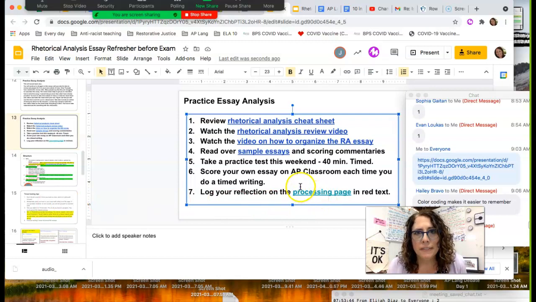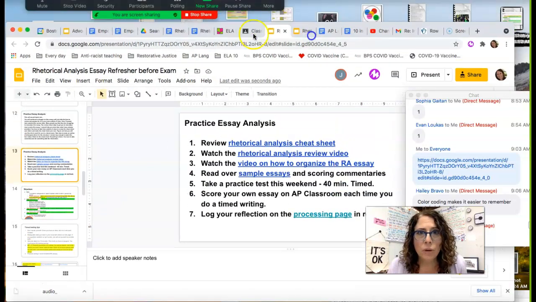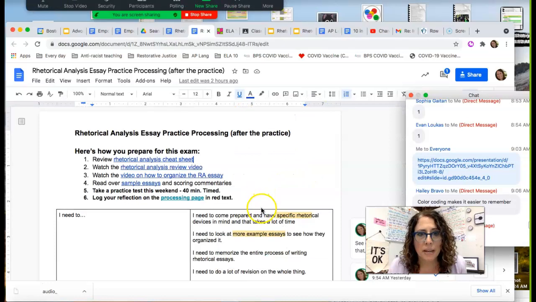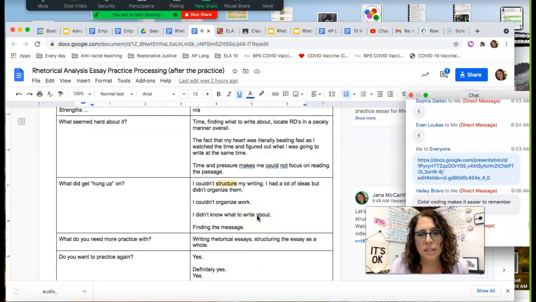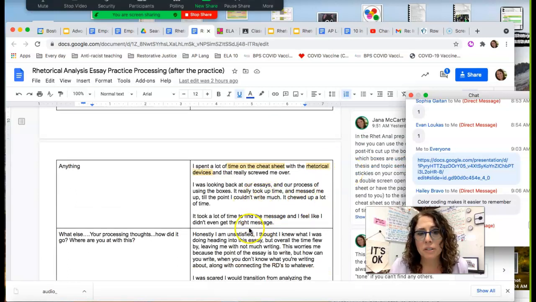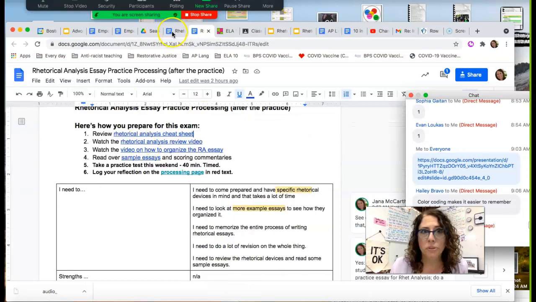Each time you do your essay, you're going to score it on AP Classroom. And I want you to at least put up your thoughts on this processing page, right? And every time, so for the second time you do an essay, put it in red, right? Just so that we can see the different colors and the different times you did it. This is helpful for me to get your feedback. I will provide comments. It's great that you guys put a lot of stuff on here. Do it again each time you do it so that I can provide you feedback. Okay.